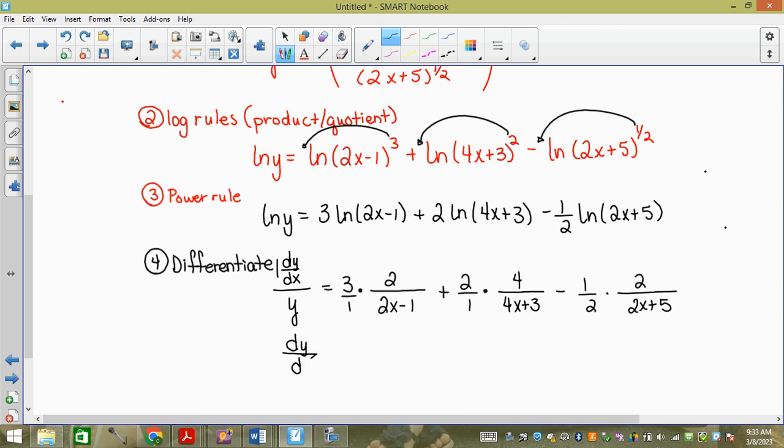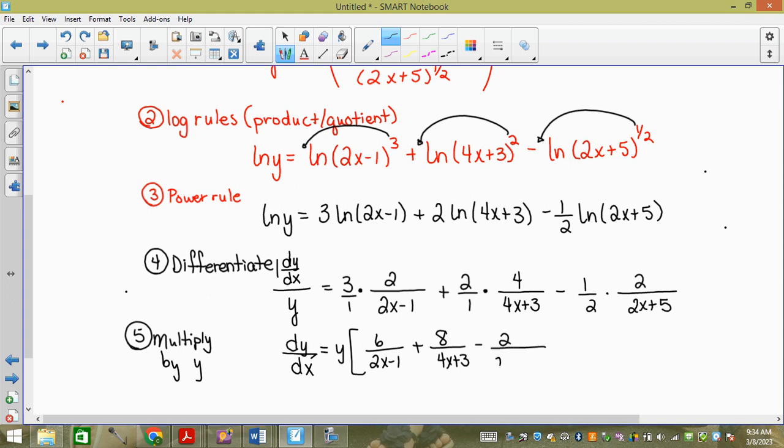Now, ultimately, in the end, I want dy over dx by itself. How do I get rid of a division of y? So I'm going to multiply this whole side by y. So I'm going to get 6 over 2x minus 1. And then here I'm going to get 8 over 4x plus 3. And then I'm going to get minus 2 over 2 times 2x plus 5.